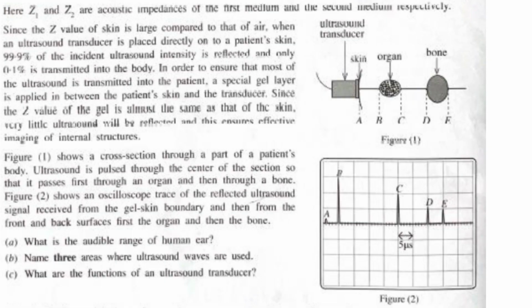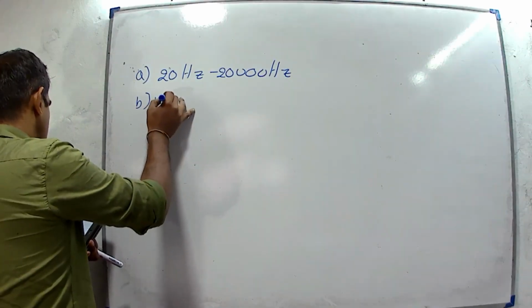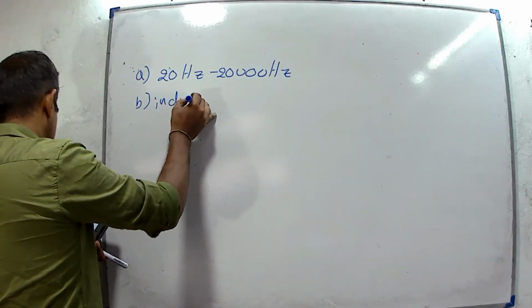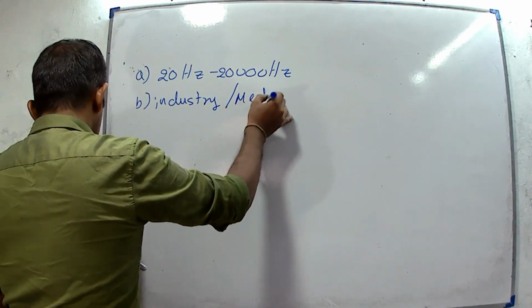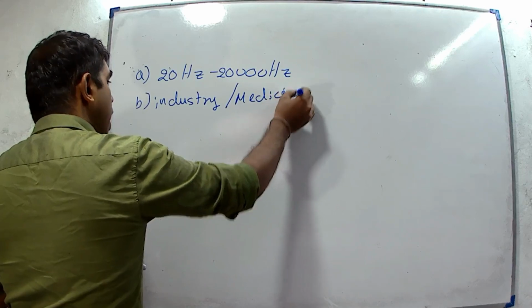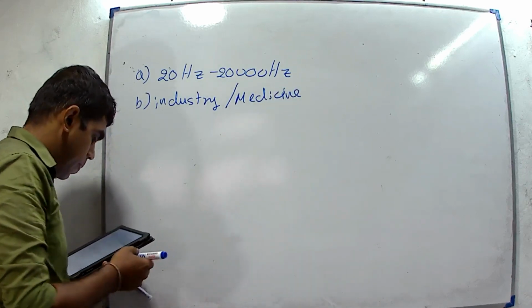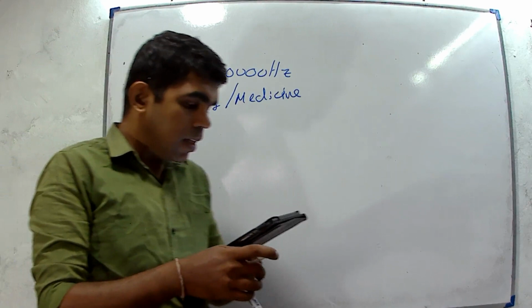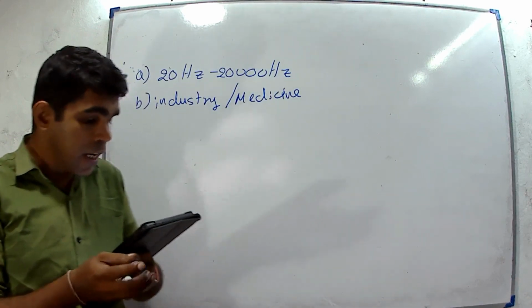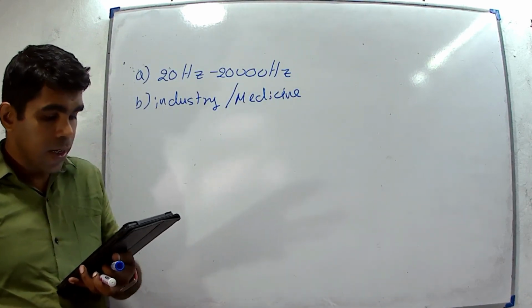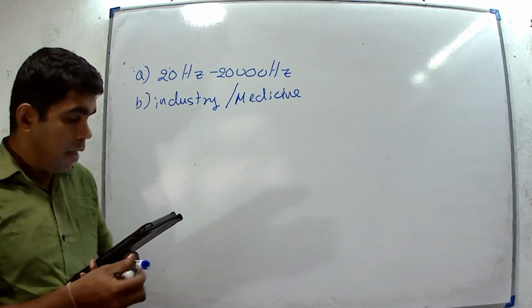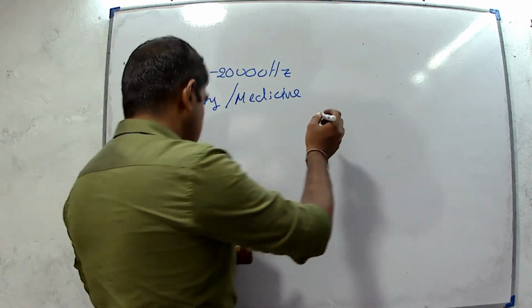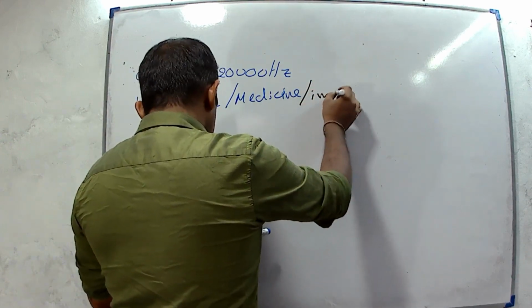Part B, name 3 areas that ultrasound is used. We can write industry, they have given it in the paragraph. Industry, medicine, navigation, imaging, cleaning, mixing, communication, testing. We have to write only 3. I will write another one, imaging.